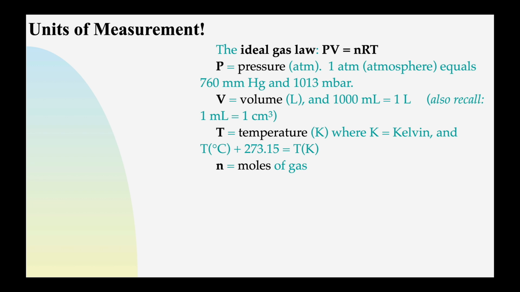Kelvin temperatures are really important in this lab. Kelvin temperatures are never negative, and for us, never zero. So if you have a Celsius temperature, which could be negative, you add 273.15 to it to get the Kelvin temperature. Likewise, if you have to go from Kelvin back to Celsius, you take your Kelvin temperature and subtract 273.15 from it. And then again, moles is just moles of gas.